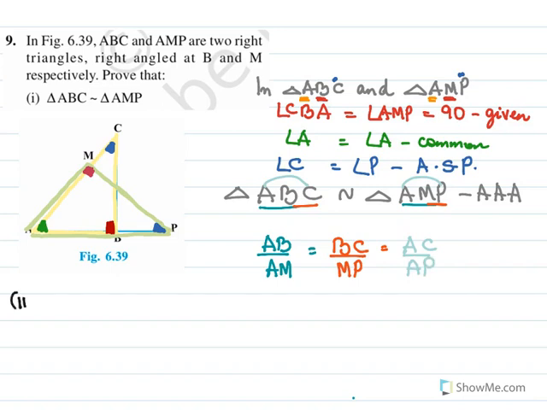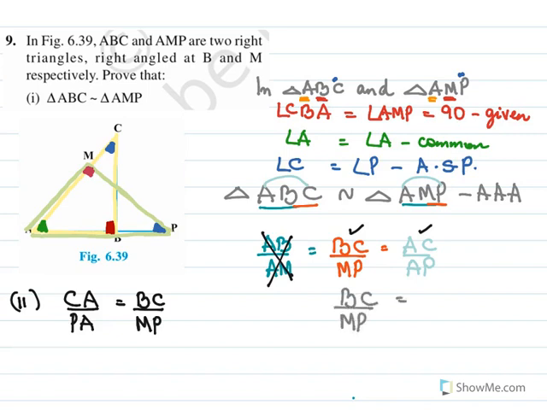In the second part, it is given to us to prove that CA over PA equal to BC over MP. So we have CA. Here is our CA. So we've got to take this one, and we require BC. So these two we require. We do not require this ratio. So we can say now BC over MP equal to CA over PA. We've proved it.